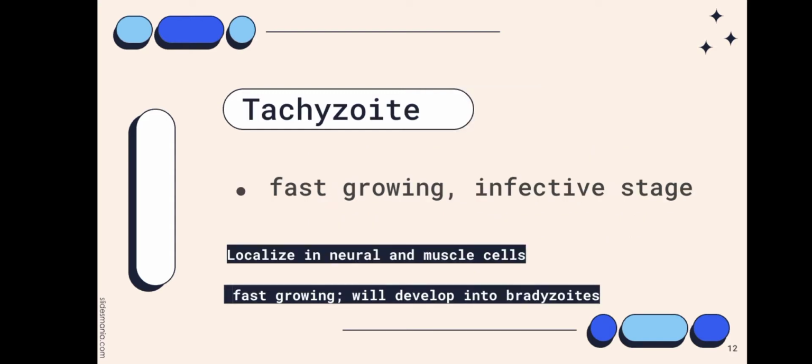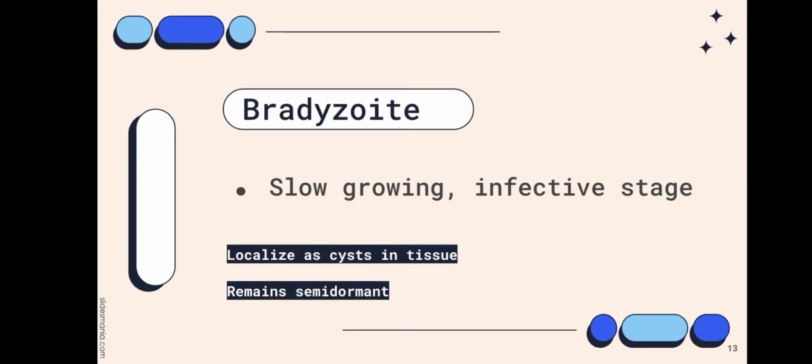Tachyzoite: it is a fast-growing infective stage. It is localized in neural and muscle cells. Fast-growing, it will develop into bradyzoites. Bradyzoite: it is a slow-growing infective stage. It is localized as cysts in tissue, especially neural and skeletal muscle, and remains semi-dormant in chronic infections.